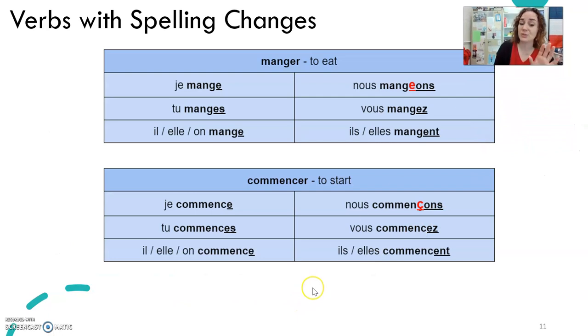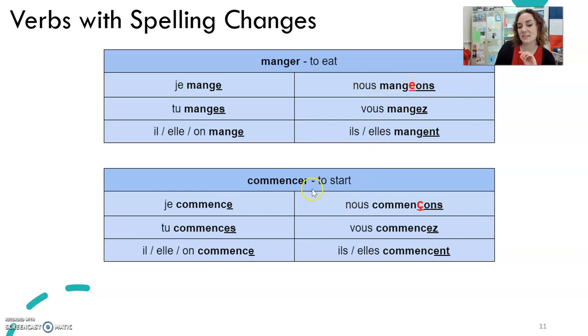Last but not least, we do have a couple of spell changes in ER verbs. For example, here are two common ones. If you have a verb that ends in GER, like manger, voyager, or nager, the nous form gets an extra little E in there. The purpose of the tiny E is to keep the G sound soft. If you forget that E, that's not pronounced "mangeons" anymore, that's pronounced "mangons." And so to keep the G sound soft, we'll insert a little E there: nous mangeons.